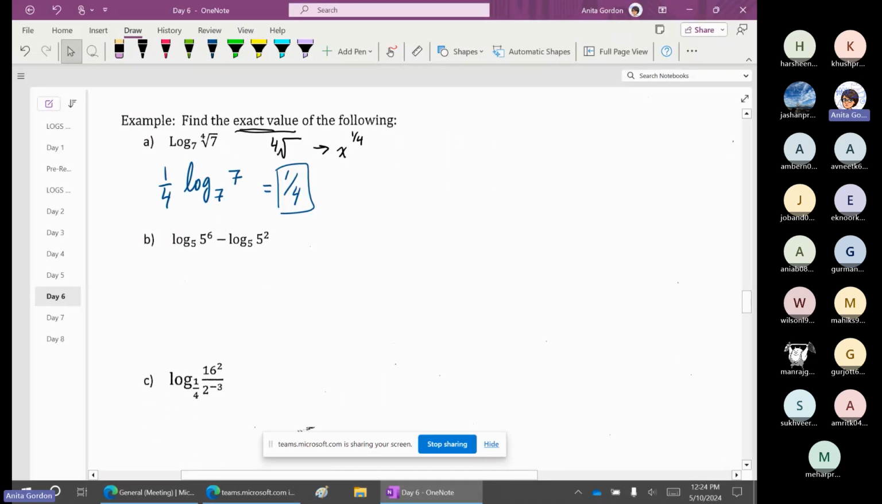Okay, next one. So notice the base and the inside are the same, but they both have exponents. So how would I simplify this? I'm hearing a 6. That's right. Can we skip a step? 6 minus 2 is 4. Right? Because this is 6 log base 5 of 5 minus 2 log base 5 of 5. Log base 5 of 5 is 1, so it ends up being just 6 minus 2.